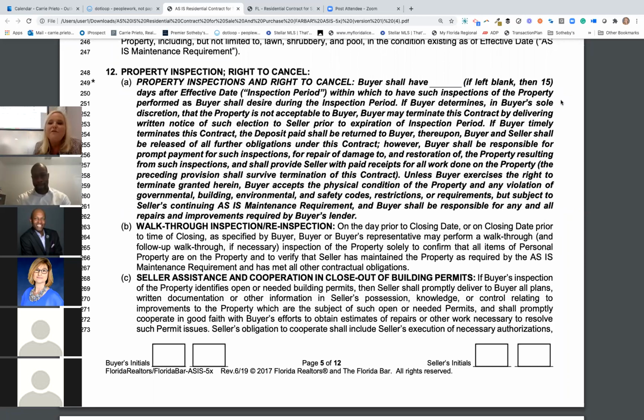So if the buyer's inspection of the property identifies open or needed permits, that means that the Brazilian owner who hired the Brazilian builder to put in an outdoor kitchen and a fireplace and all these things didn't pull one permit, you know, because that happens all the time. Looks beautiful, but can you sell it? No. Well, can you sell something if there are open permits?